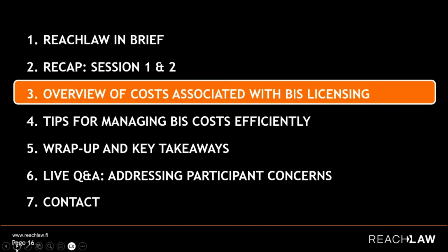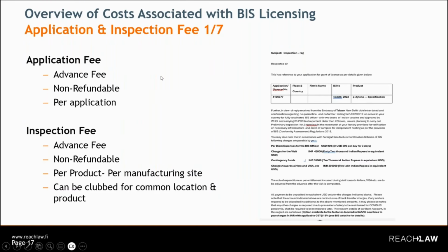So coming to this session, I will talk about an overview of the cost associated with the BIS license. On the right hand side, if you see this communication, it is coming from the BIS, and it starts when you submit your application. So this application fee is the first fee, which is paid in advance, and you will see all the fee figures in the coming slides. The application fee is paid in advance, of course it's non-refundable, and it's per application, meaning per license.